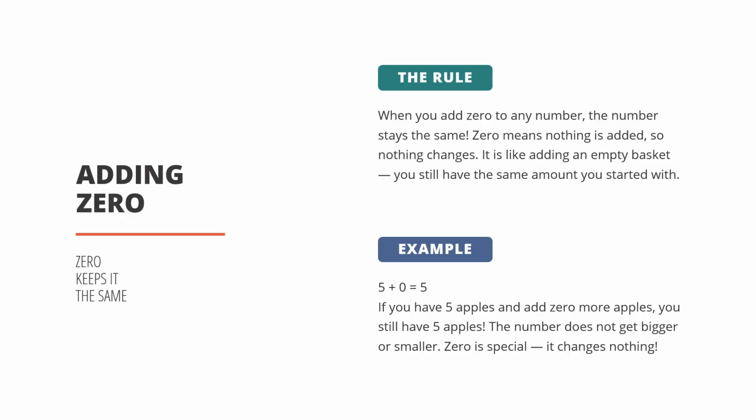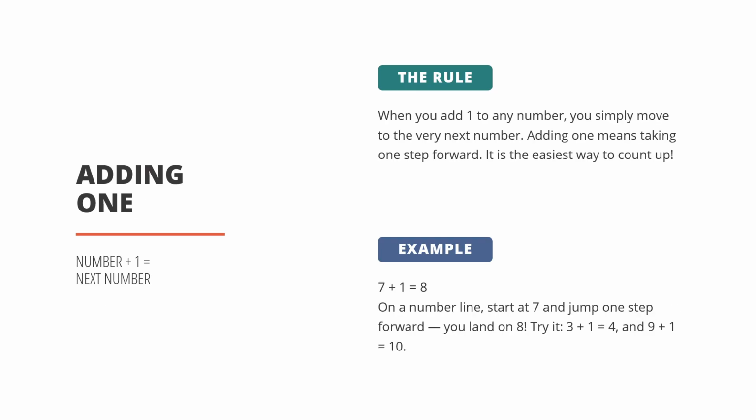Here is something interesting. When you add 0 to any number, the number stays the same. For example, 5 plus 0 equals 5. 0 does not change the number. When you add 1 to any number, you get the next number. For example, 7 plus 1 equals 8. Adding 1 just moves you to the next number.